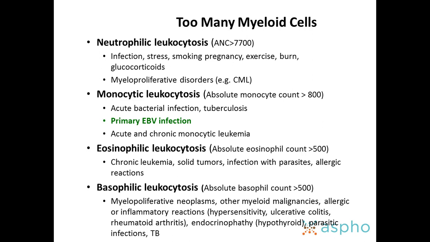So I'm not sure how one would test that, but just keep in mind that parasites is probably the thing that will be tested, parasites and allergic reactions. And then basos are even a little more esoteric, but those are usually elevated in the setting of eosinophils, but I think there's some specific consideration given to hypersensitivity reactions, ulcerative colitis, rheumatoid arthritis.